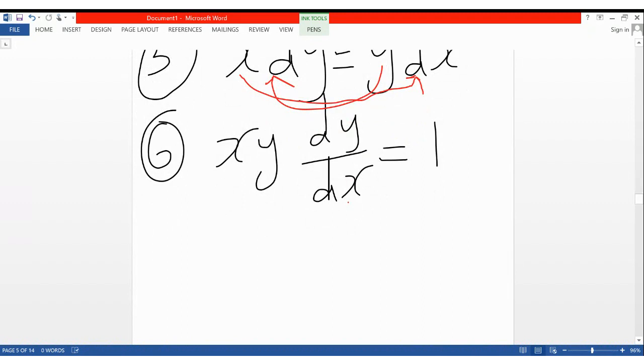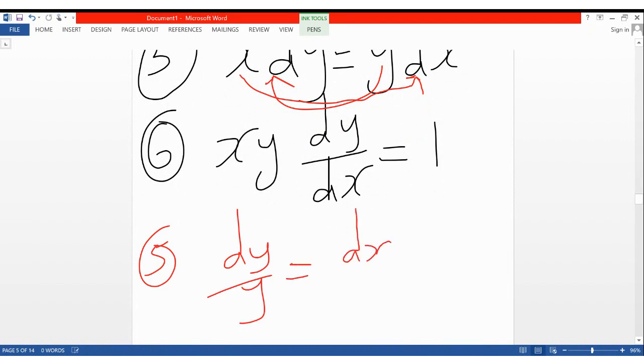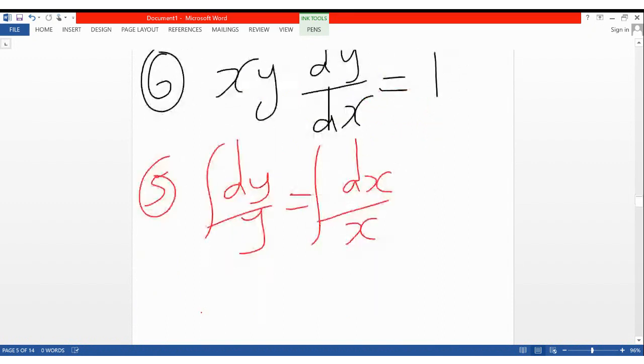we should get dy all over y is equal to dx all over x. And now you can integrate both sides. I had shown you before, when you integrate dy over y, because y is on the denominator, you get ln y.